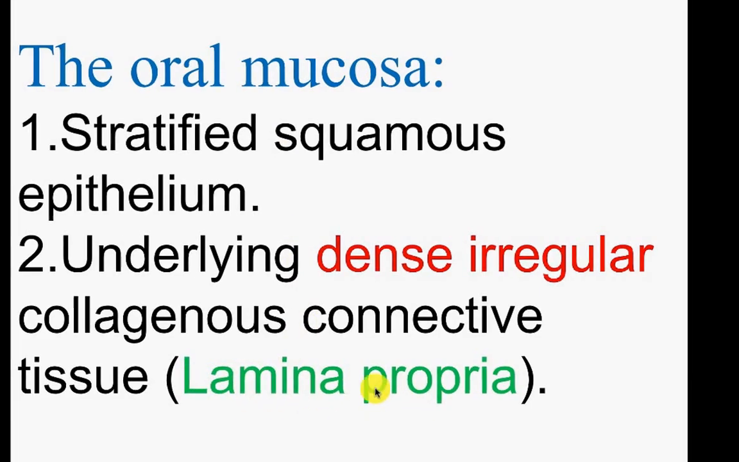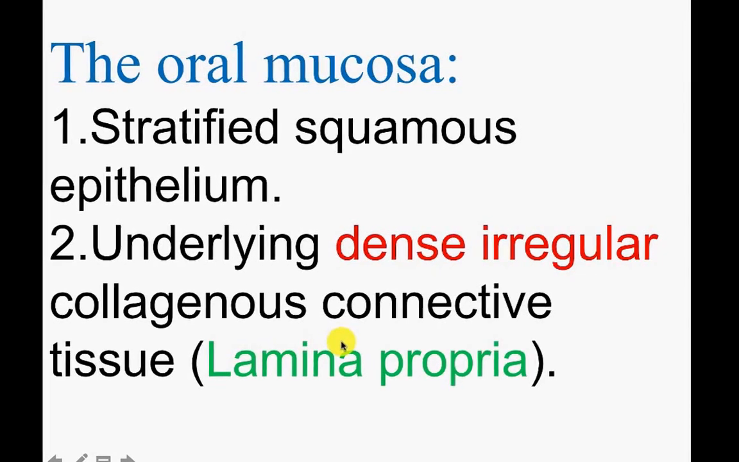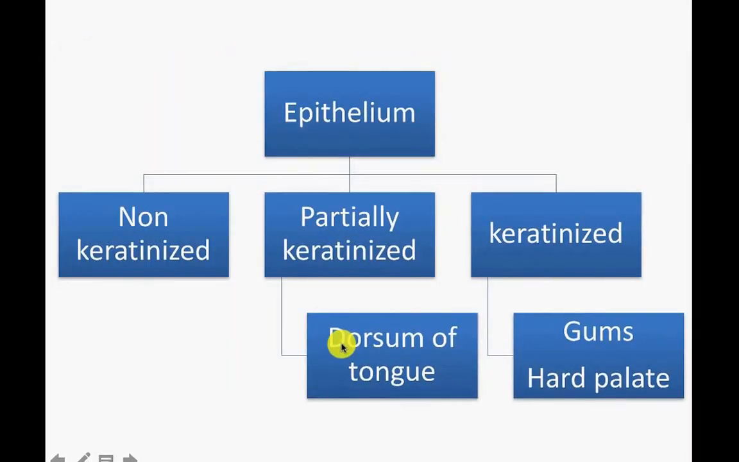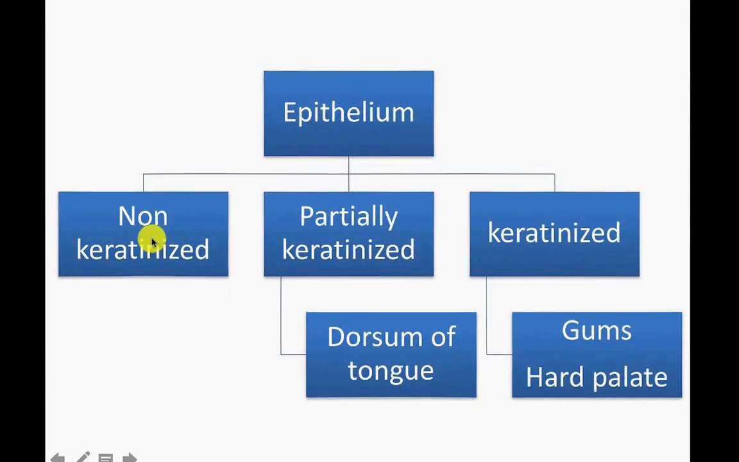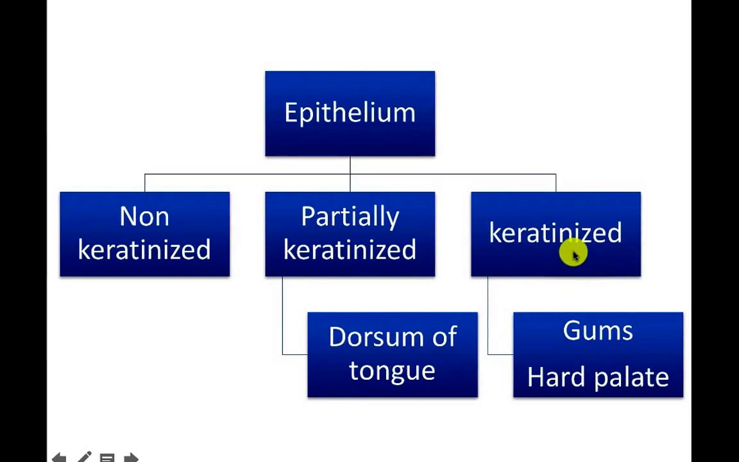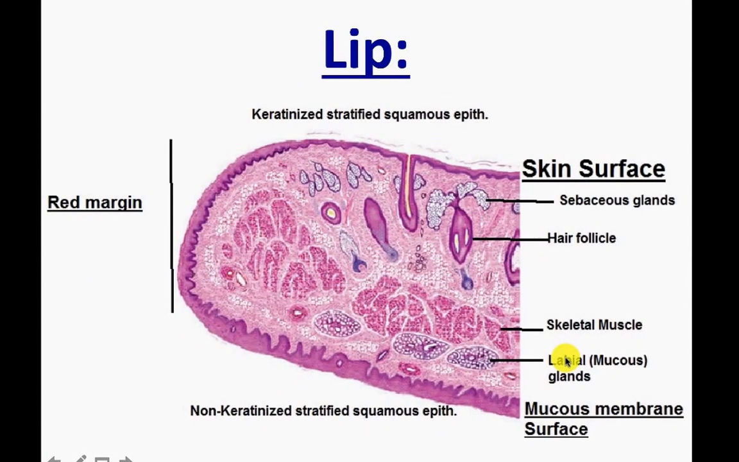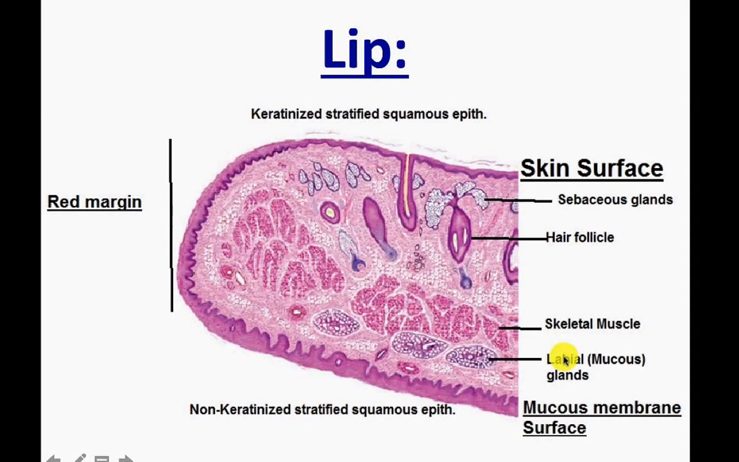What is the lamina propria? It is dense, irregular, collagenous connective tissue, a white fibrous connective tissue. This epithelium, in all of the oral mucosa except some parts, is non-keratinized. But in some parts, it is partially keratinized, like the dorsum of the tongue, and keratinized like the gums and hard palate. This is the first section here in the oral cavity, which is the lip.